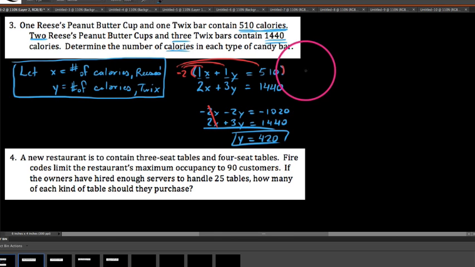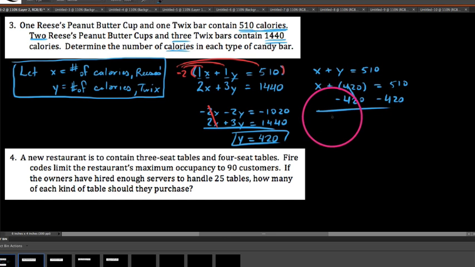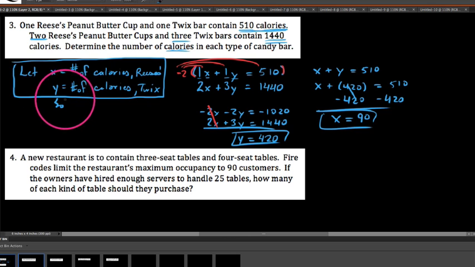As we plug this back into the original equation, we get x plus y equals 510 calories. Then we would say x plus 420 equals 510. As we subtract 420 from both sides, the difference on the right comes out to be 90. What we discover is that our solution, and remember that we do want to write our solutions as ordered pairs, is 90 comma 420.